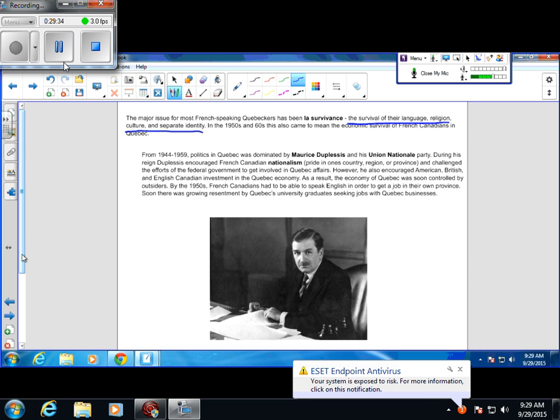What happened was that prior to the 60s, Quebec was run by a man named Maurice Duplessis. You'll see his name come up quite a bit. Him and his Union National Party were in power, and during his time he really encouraged French Canadian nationalism, the sense of nationalism.